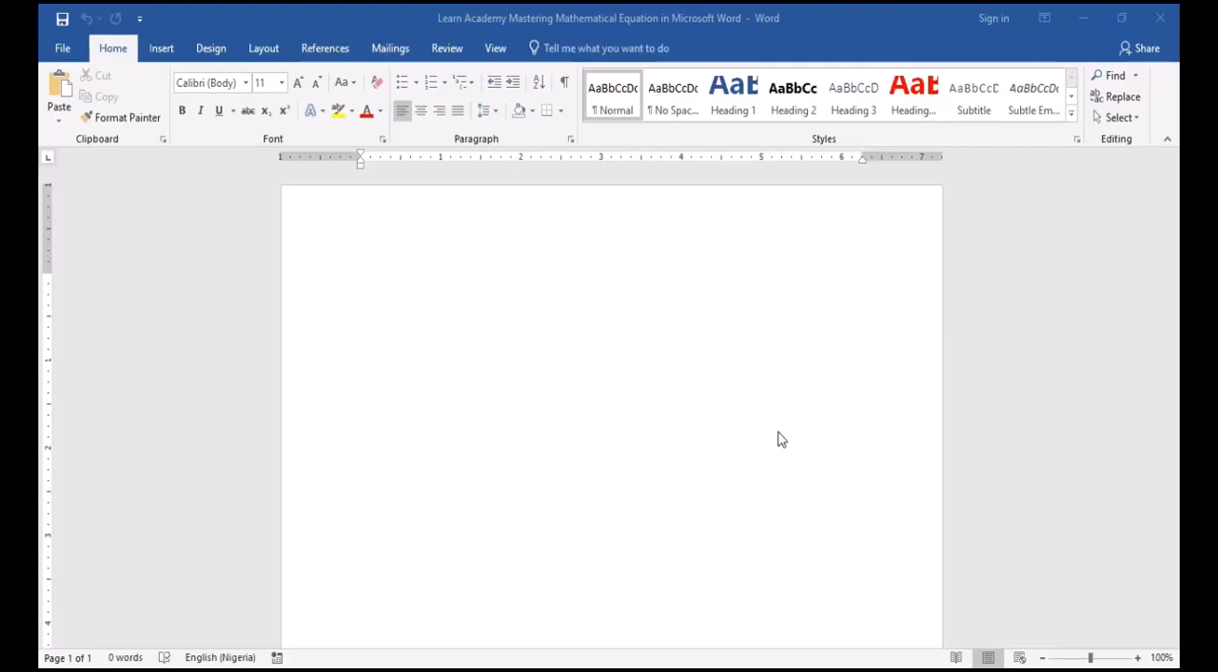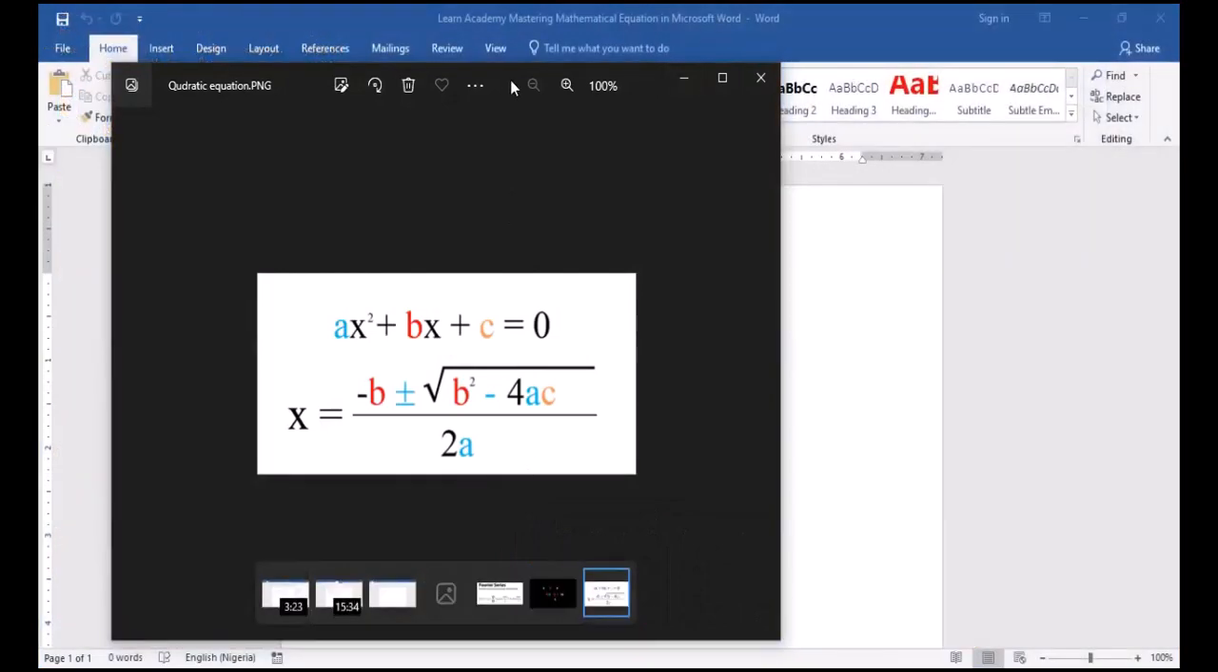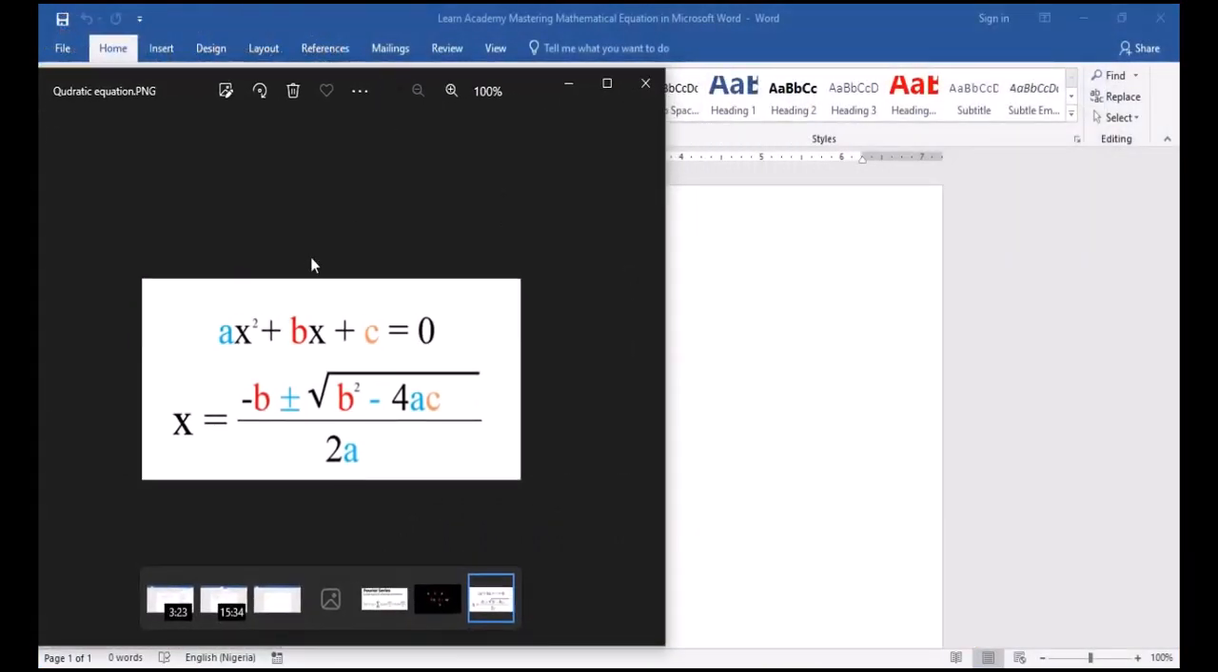In this tutorial module, we'll be looking at how to insert mathematical equations, from the basic equations to the complex equations. Basically, we're just making use of what we have learned from the previous tutorial series. So let's get started. In this module, we'll be taking a look at these two sets of equations.